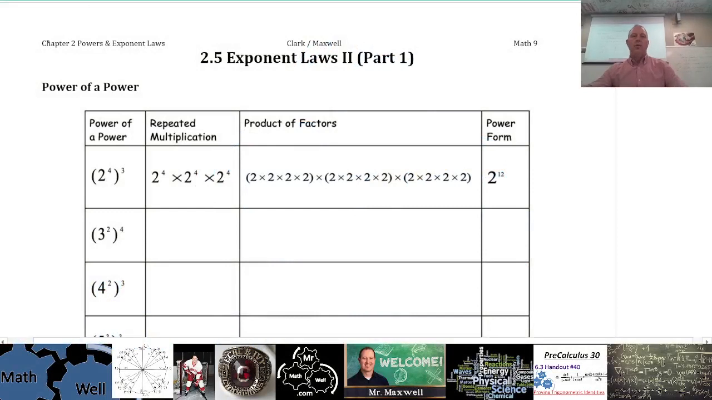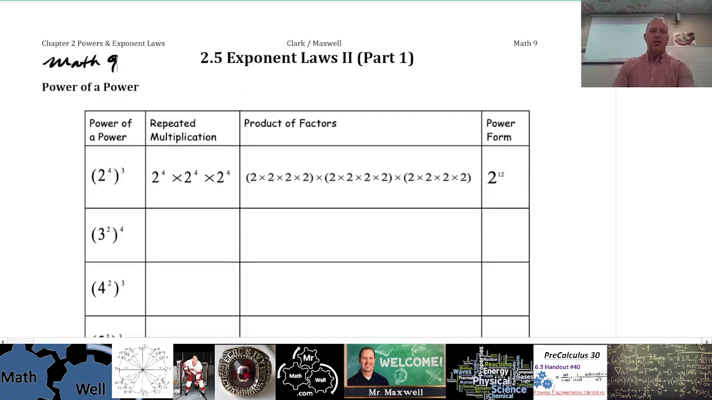All right, section 2.5. If you want to have your textbooks open to 2.5, that's great, but make sure you have your notes in front of you. We're going to complete these examples, and we're going to come up with some more exponent laws here.